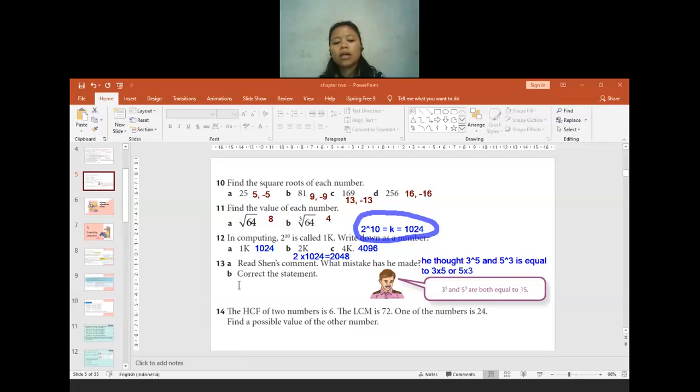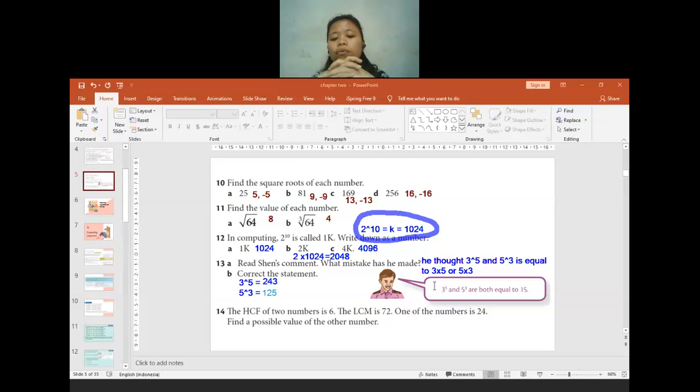Now for correct the statement, it means we need to find the correct value of 3 to the power of 5. How much is 3 to the power of 5? Okay, 243. And for 5 to the power of 3, how much will it be? Yes, 125. Is there anyone confused so far? No? Really? Okay, if no one is confused, then I will continue to question 14.